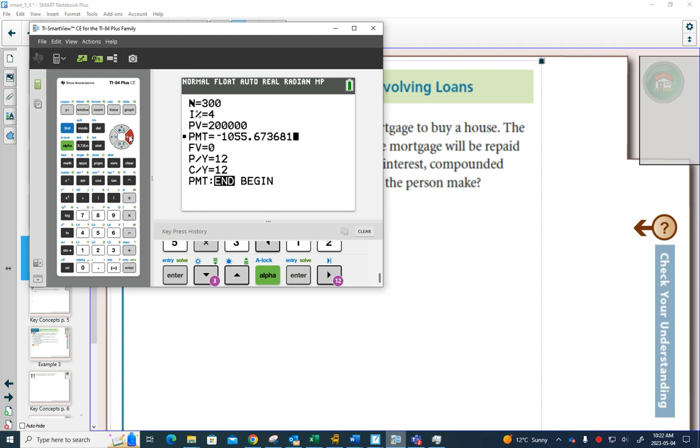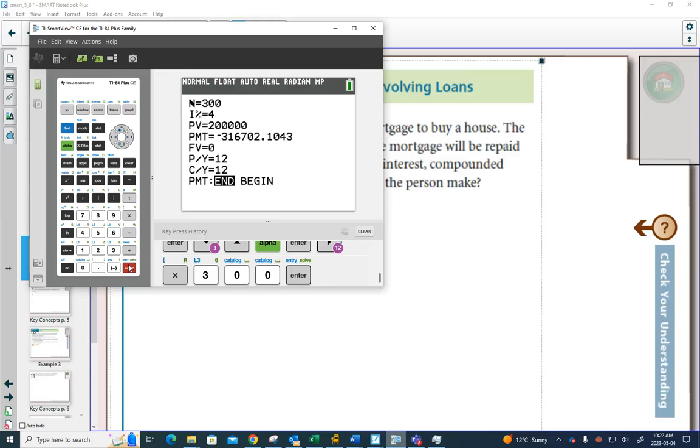Does it make sense that since you're paying less and you're doing it over a longer period of time, you're going to have to pay the bank more money? So if I take this amount and say, what's my total cost, and times it by 300, whew, instead of 264, you would be paying $316,000. Okay? So right now, you're paying the bank an extra $116,000 for that house. That's a lot of money. That's a lot of money to pay to the bank.